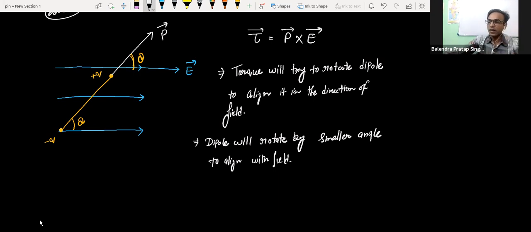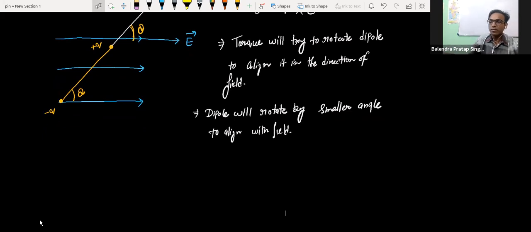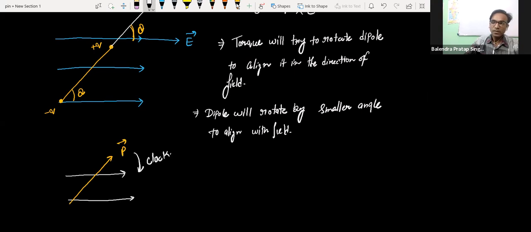So suppose I consider a dipole. Suppose this is our field, and if I put a dipole, this is our dipole. In this case the field will try to rotate it, and what is the direction of rotation? It will be clockwise, because the dipole will rotate by a smaller angle to align with the field, and here the smaller angle is in the clockwise direction.